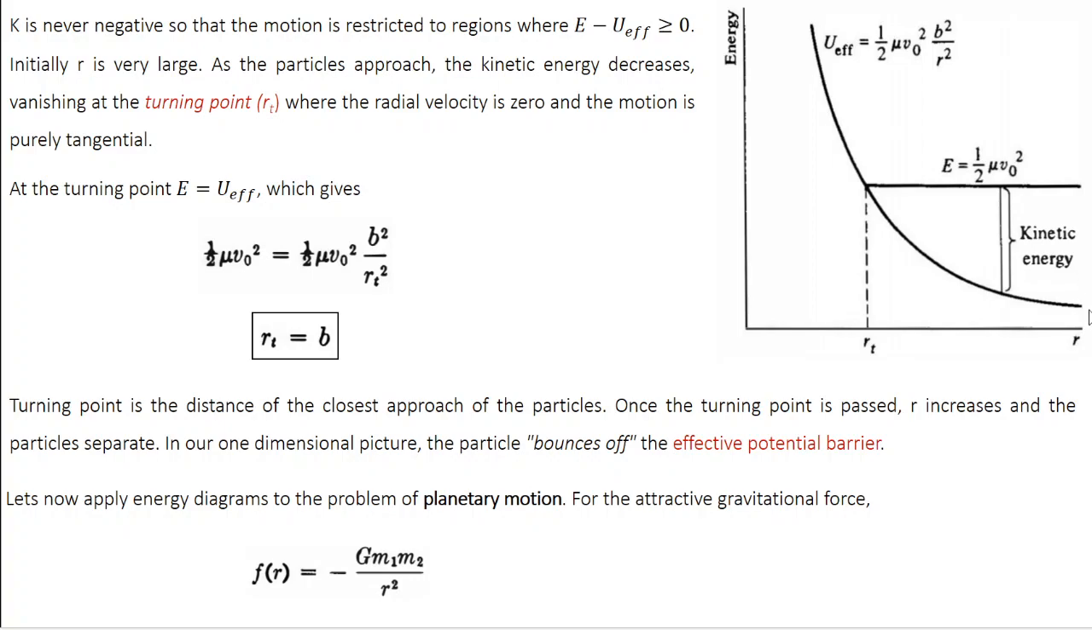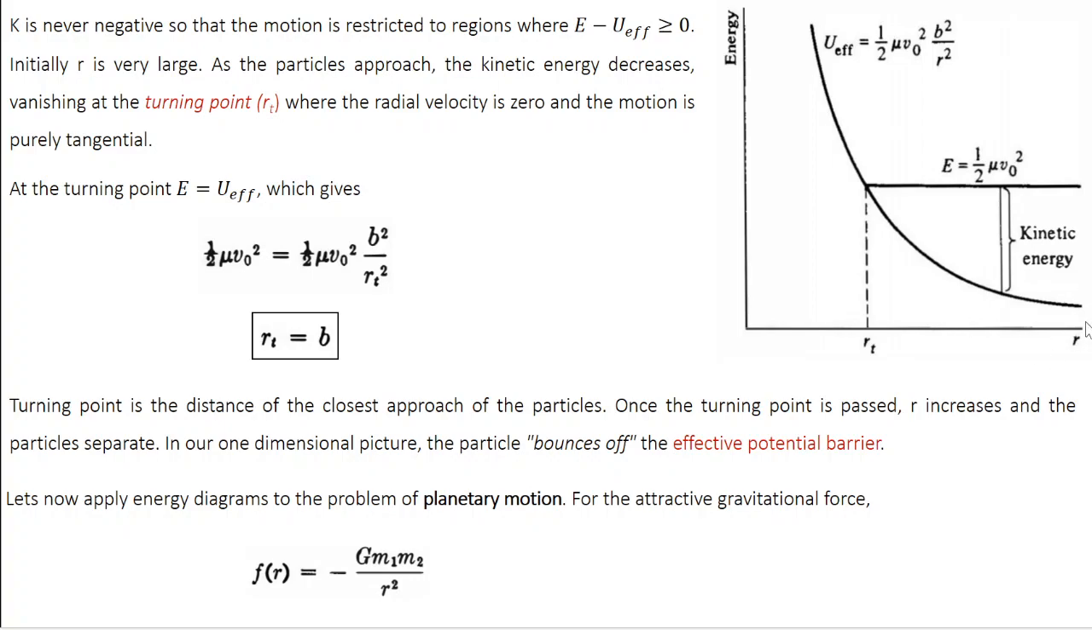So initially, let's start from a very large r value. Here the total energy is higher than the effective potential energy. This is perfectly valid. So you can assume that M1 is at the origin and M2 at infinity. Now you are bringing M2 closer to M1.